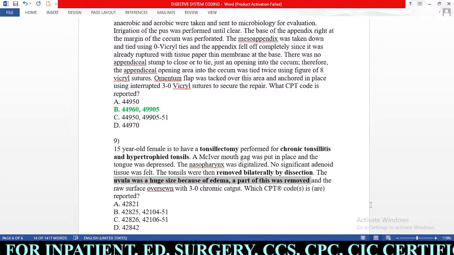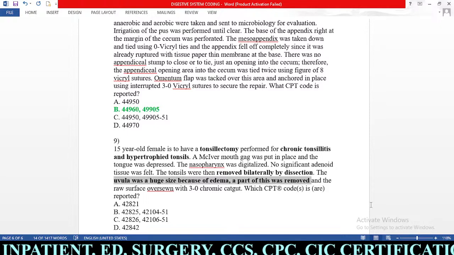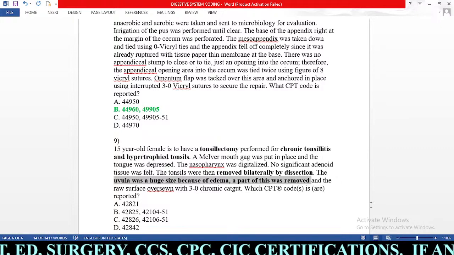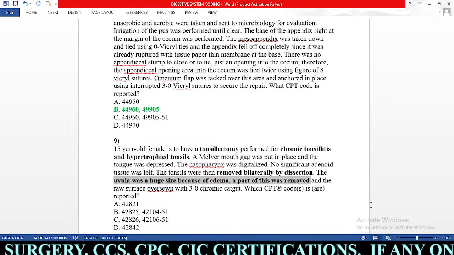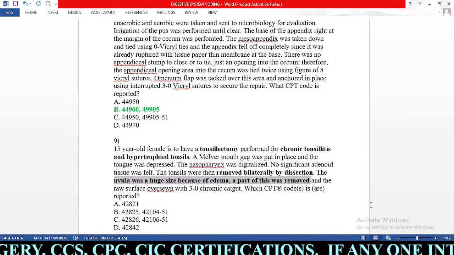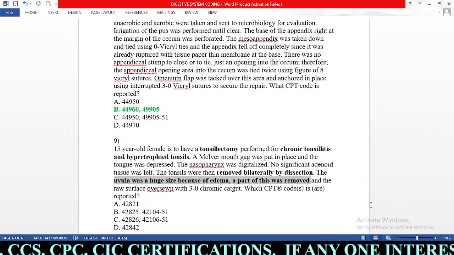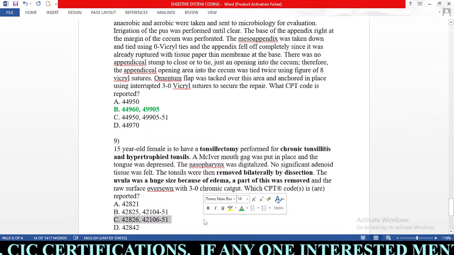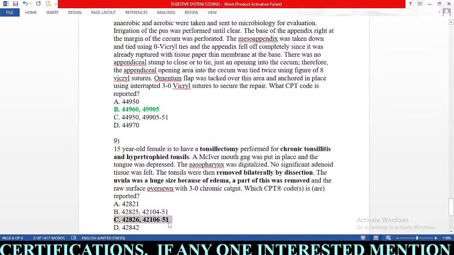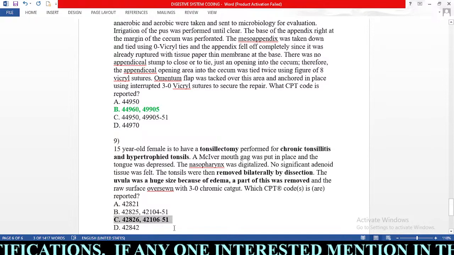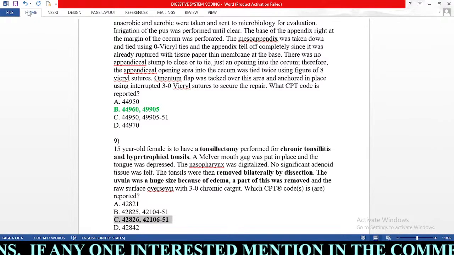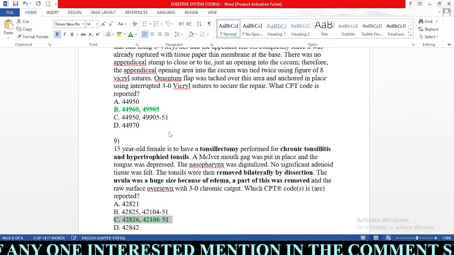So next we will check 42825 and 42826. What is 42825? Tonsillectomy, primary or secondary, younger than age 12, and 42826 is age 12 or over. As our patient's age is 15 years, we need to select 42826. So this is the correct answer. If you know this answer, you don't need to check 42106, which is for excision of uvula. So our answer is C here.